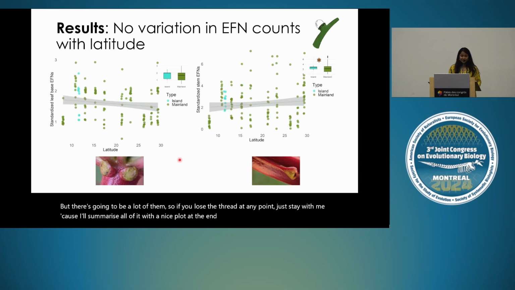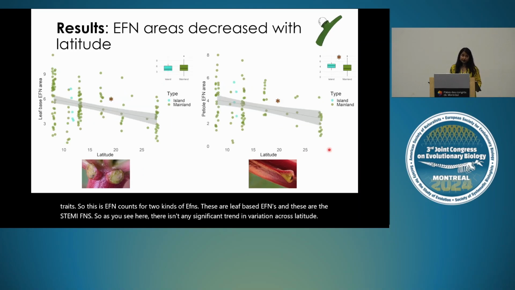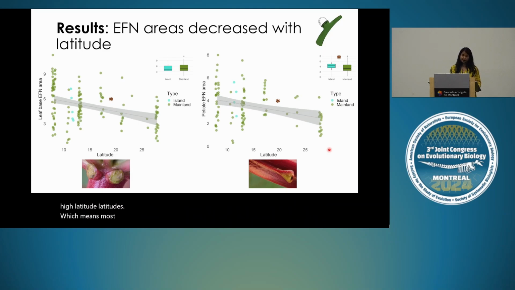Okay, so let's first look at mutualism traits. This is EFN counts for two kinds of EFNs. These are leaf-based EFNs, and these are the stem EFNs. As you see here, there isn't any significant trend in variation across latitude. However, when I looked at EFN areas, I found a significant decrease in EFN areas from low to high latitudes, which means more southern sites had larger EFNs than northern ones.